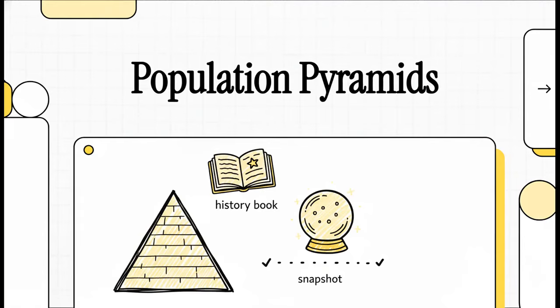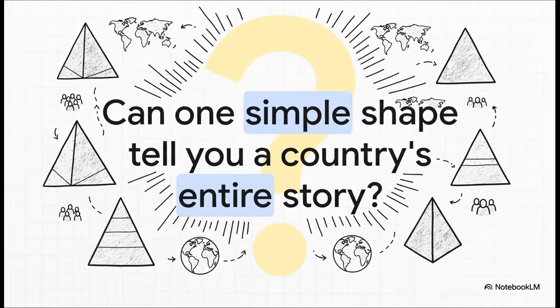Hey everyone, and welcome. Today we're going to dive into something that's honestly one of the coolest tools in geography, the population pyramid. It might just look like a simple graph, but trust me, it's so much more. It's like a snapshot, a history book, and a crystal ball all rolled into one. I mean, that sounds a little crazy, right? Can one single shape really tell you all that? The past, the present, and what's coming next?